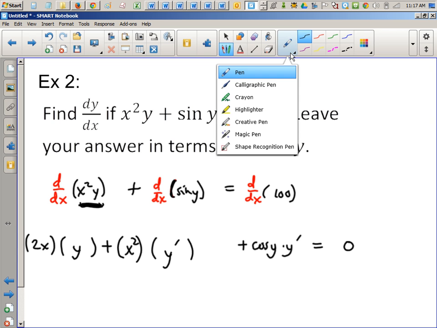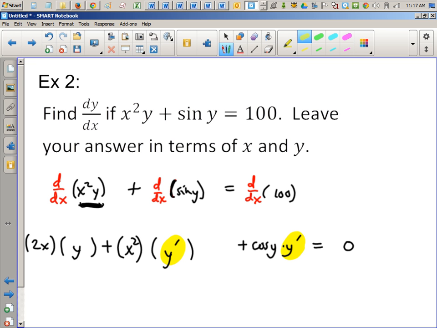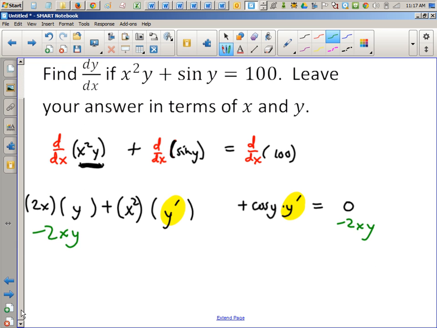Since we're trying to isolate y prime, I think we should keep these two terms on the left, but I think that 2xy needs to go to the other side. So let's take this 2xy over to the other side. It just doesn't really fit in. The left side is now x squared y prime plus cos y prime. Make sure your primes are obvious. Sometimes people draw their primes so small, they think it says y. These both say y prime, don't they? And this side is negative 2xy.